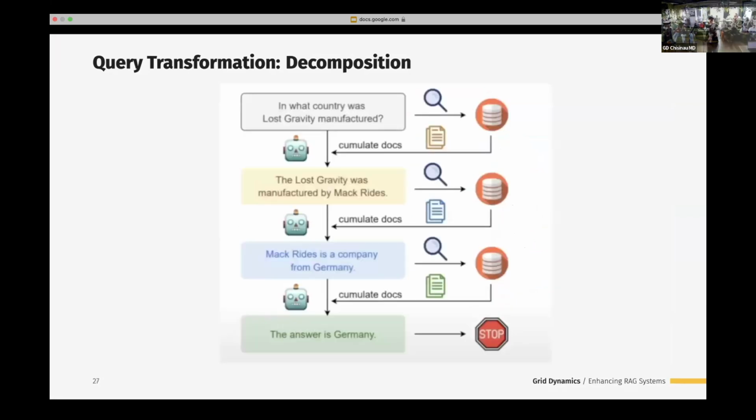So you can see an example. We have a diagram that shows the question: in what country was Lost Gravity manufactured? We obtained from our database that Lost Gravity was manufactured by Mack Wrights. But it's not giving the answer. It's not giving in what country. So what the LLM does is generate a question, where is Mack Wrights company from, and it obtains the result from the database: Mack Wrights is a company from Germany. In this way, we obtain the country, and then it generates the answer. That answer is Germany. So in this way, it found the right answer from our database, besides the fact that in the first phase it didn't retrieve the right chunk from the database.